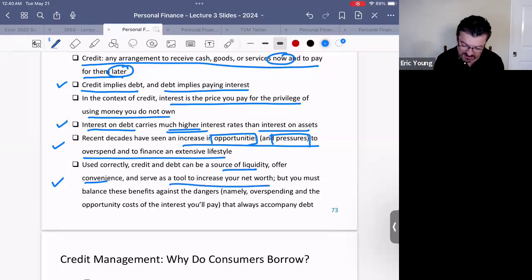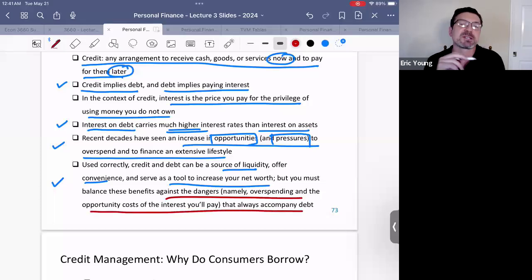And credit and debt can even be a tool to increase your net worth by, for example, borrowing money to get a degree, which will increase your salary later, or borrowing money to buy a home where not only can you and your family live, but it's going to appreciate in value later. So credit can be a good thing, but you have to balance those benefits against dangers. And there are always dangers that accompany debt.